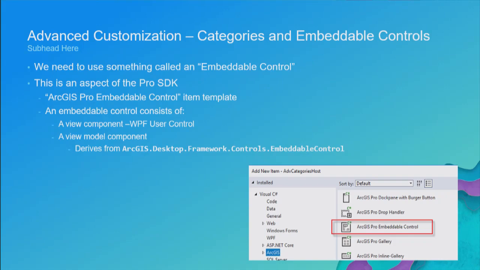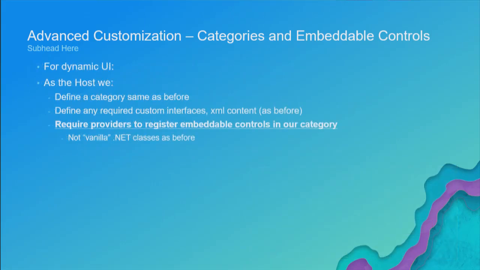So an embeddable control is simply just a view model pair. It's an arbitrary user control paired with a view model. The view model derives from contracts.embeddable control. As the host, define the category. That's not different. You need any custom interfaces implemented, XML content, same as before. The only difference is now providers need to register embeddable controls in the category.